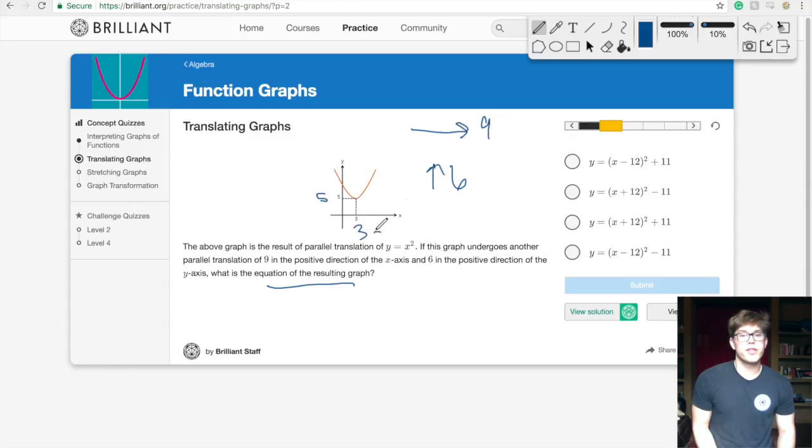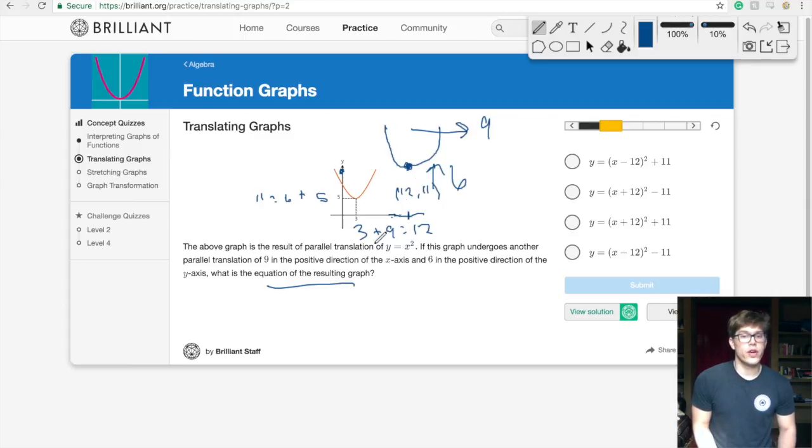3 plus 9 is 12. So we're going to go all the way over to 12. And we're going to go up to 5 plus 6 is 11. So we're going to go up to 11. So our starting coordinate is here. This is where our graph is going to be. It's still going to be our parabola, and the origin point for our graph is at the coordinate 12, 11.